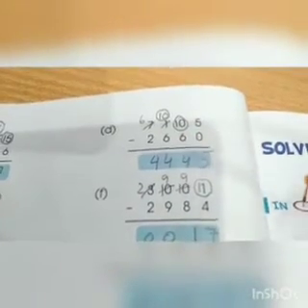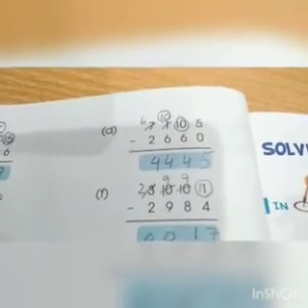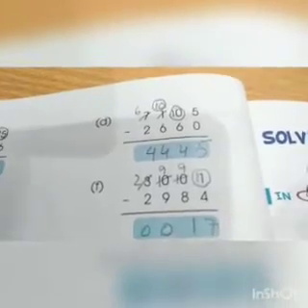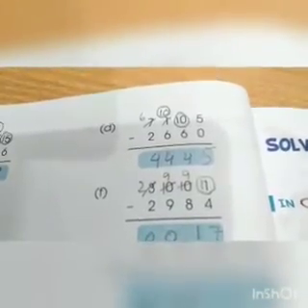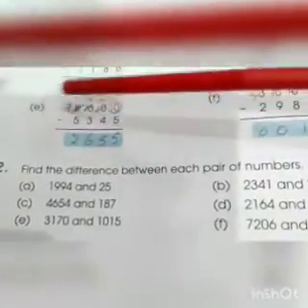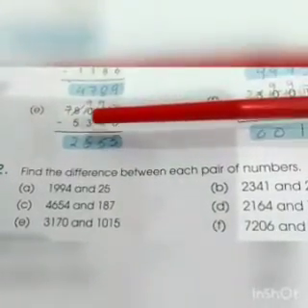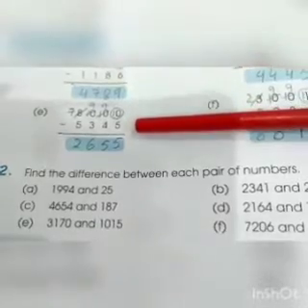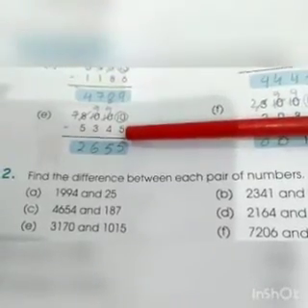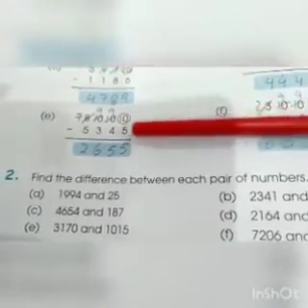You have to write the answer 4445. Okay, class? Part E, 8000 minus 5345. Okay, 0 is less than 5. 0 ones is less than 5.